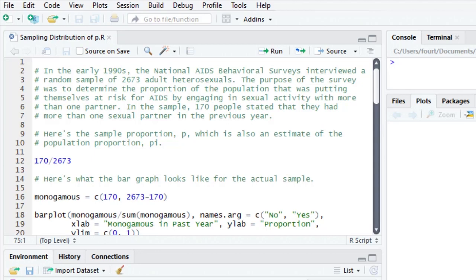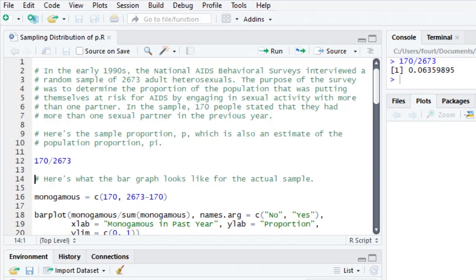So first we're going to calculate the sample proportion of those who say they have more than one sexual partner. This is 170, the number that said that they did have more than one partner, divided by the sample size, 2,673. Let's calculate this. This comes out to be 0.064, about 6.4%. So 6.4% of the members of this sample stated that they had had more than one partner in the previous year.